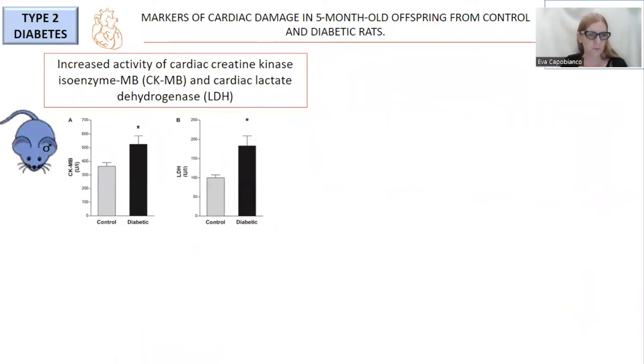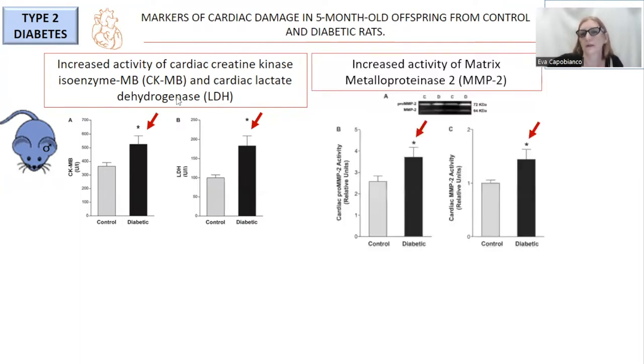And this work was made in males, only males, and we found that in the heart of male offspring, there is an increase in the activity of cardiac creatine kinase enzyme MB, and cardiac lactate dehydrogenase. We also observed an increase in the activity of matrix metalloproteinase 2 in the heart of the male offspring, related to increases in pro-inflammatory state.